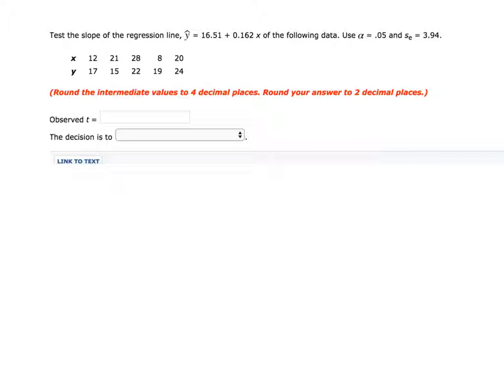So Ashley, this is a continuation of our discussion about question 9 in your homework today, where we're asked to determine the observed t given this set of data and the decision we would make as a result of obtaining that t. So to do this, we need to calculate a t-test statistic.